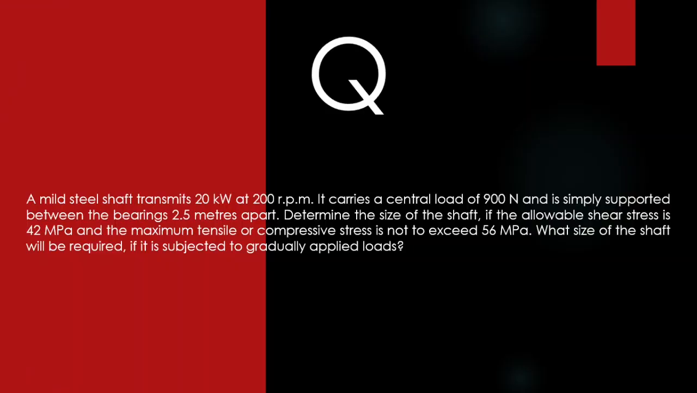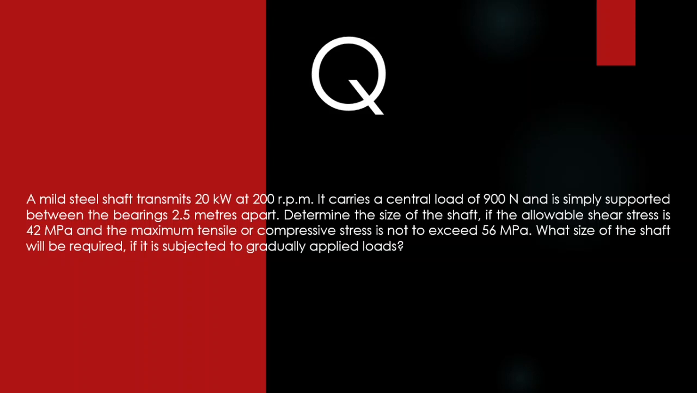And here is the first question. A mild steel shaft transmits 20 kilowatt at 200 rpm. It carries a central load of 900 Newton and is simply supported between the bearings 2.5 meters apart. Determine the size of the shaft if the allowable shear stress is 42 megapascal and the maximum tensile or compressive stress is not to exceed 56 megapascal. What size of the shaft will be required if it is subjected to gradually applied loads?